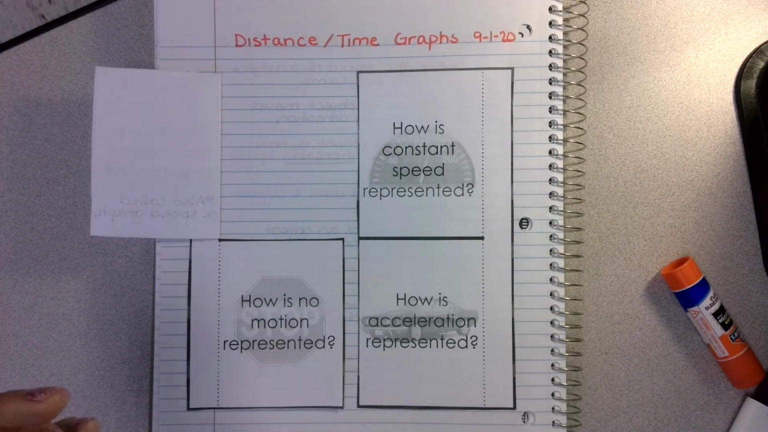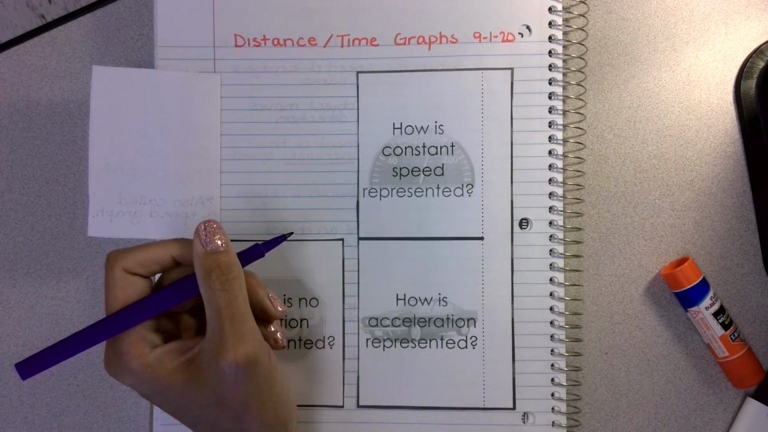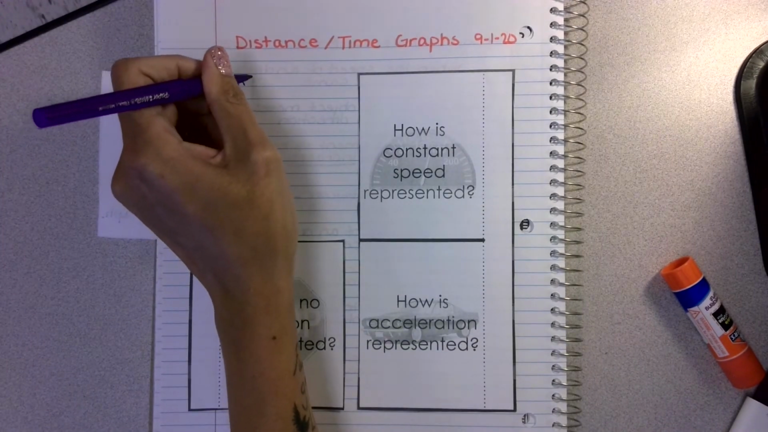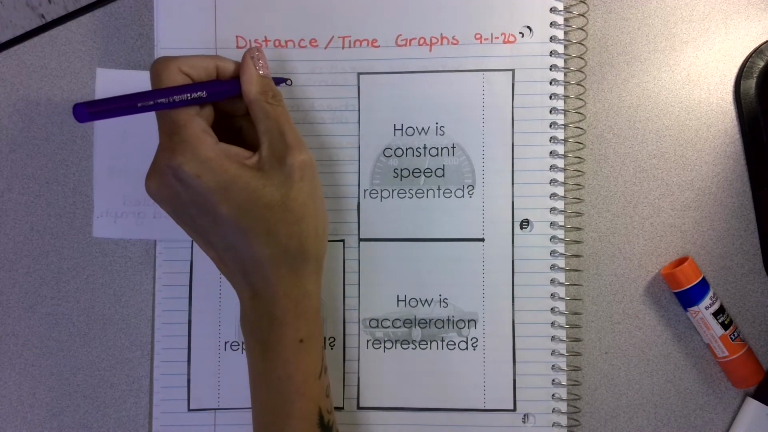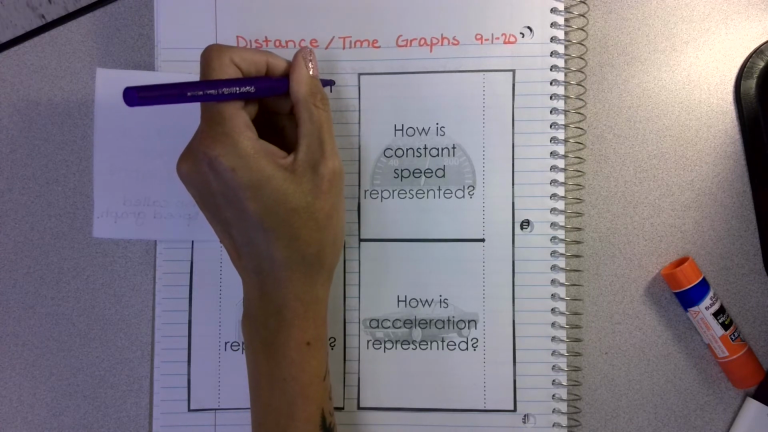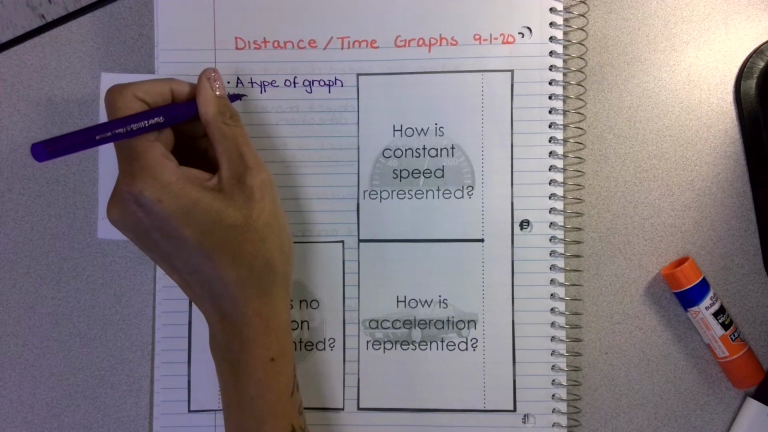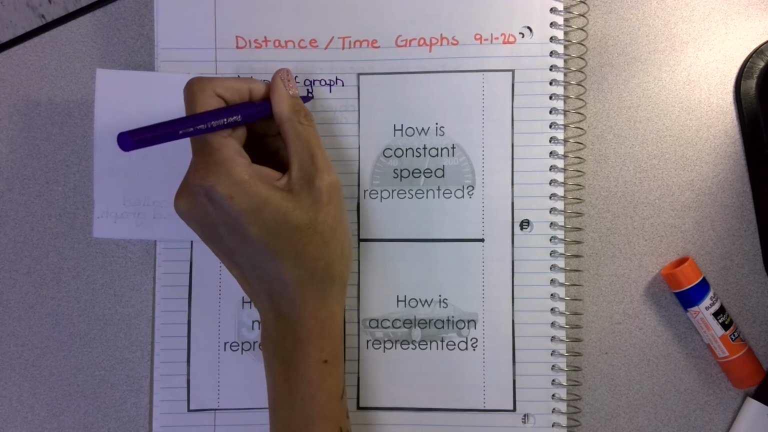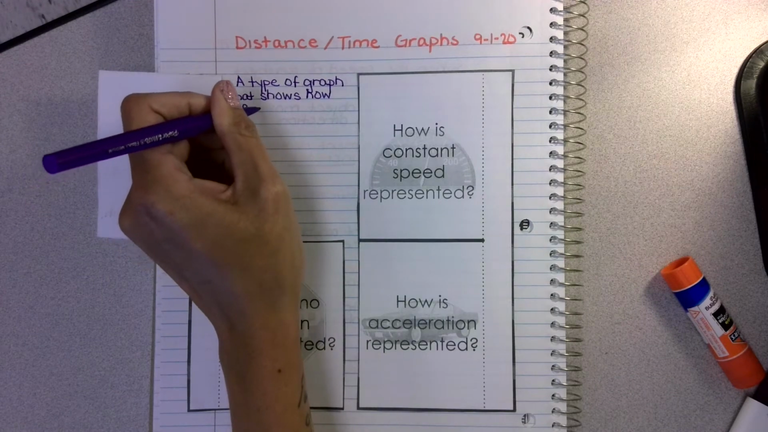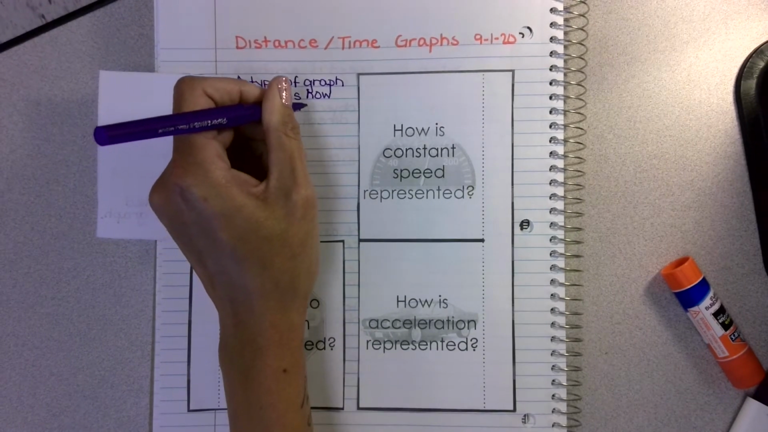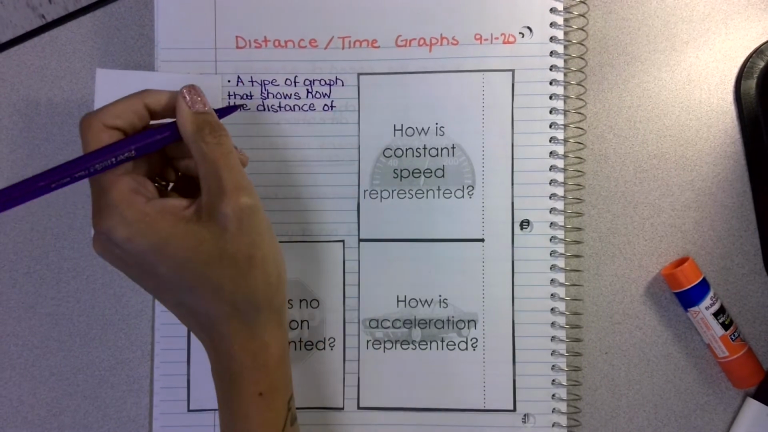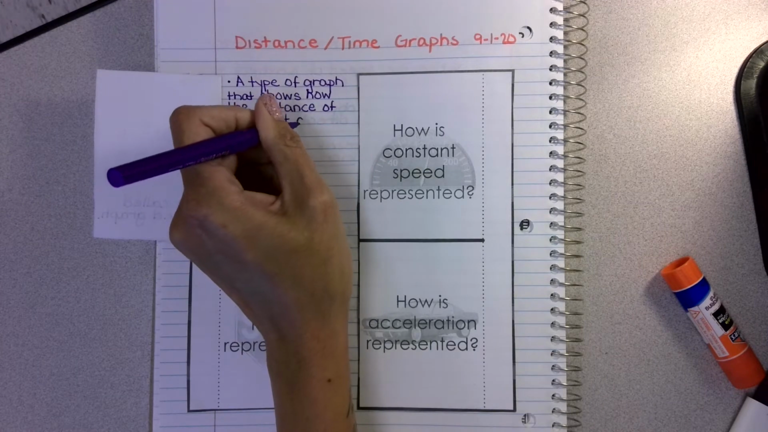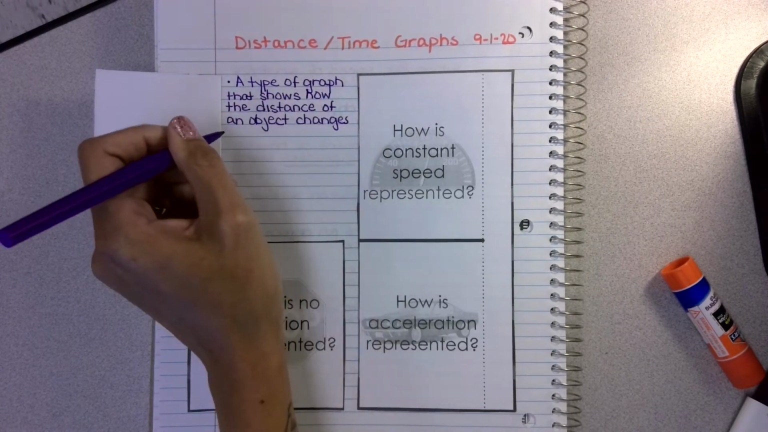Okay, so a distance time graph is a graph that shows how the distance of an object changes over time. So we're going to write that on here. This is a type of graph that shows how the distance of an object changes over time.